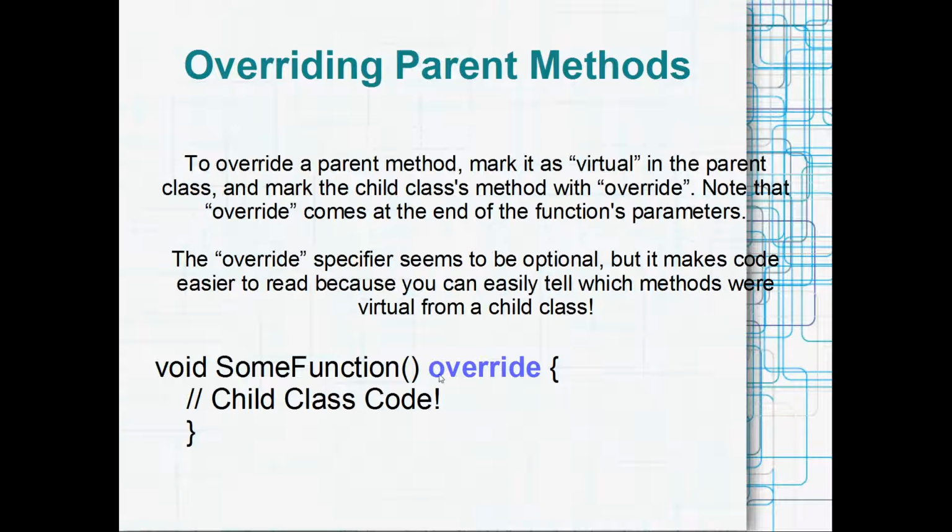And the override specifier itself is actually optional. I think what you should do is always use override. Whenever you're overriding a virtual method from the parent class, you want to use the override specifier, just because it makes reading the child class's code a little bit easier. You can be sure that any methods which have the override specifier by their names must have been virtual functions in the parent class.